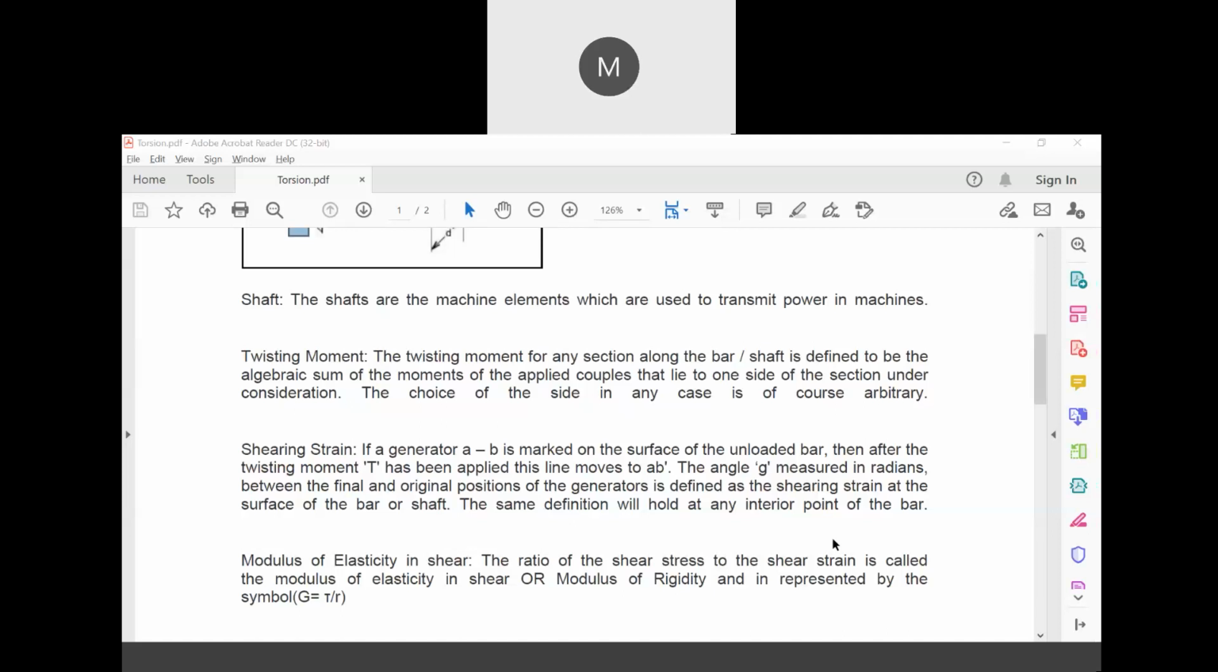Couple means what? We discussed it in engineering mechanics also, right? Last semester. Force into what? Perpendicular distance. Okay.